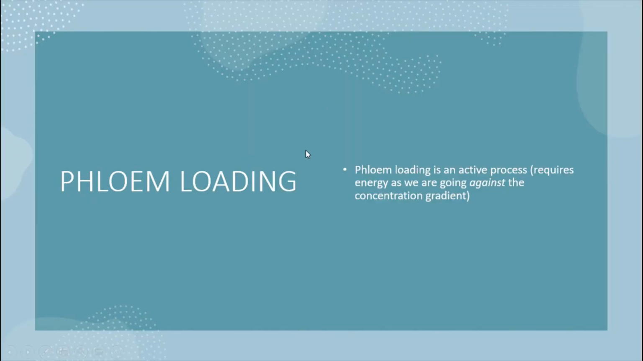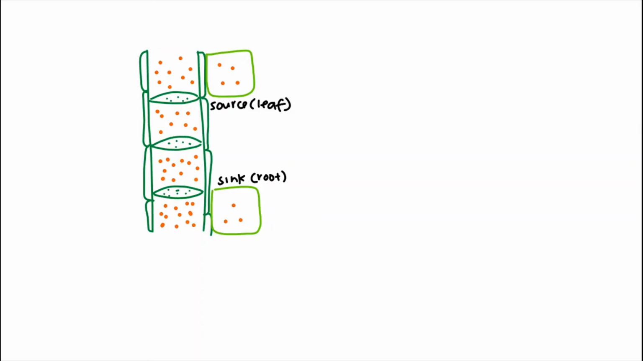Let's have a look at this principle of phloem loading. So phloem loading is an active process in which sugars are loaded from the source into the phloem and then transported down through the phloem, and then they are unloaded from the phloem into the sink. And so phloem loading requires energy as we are going against the concentration gradient, and we'll unpack this in some more detail.